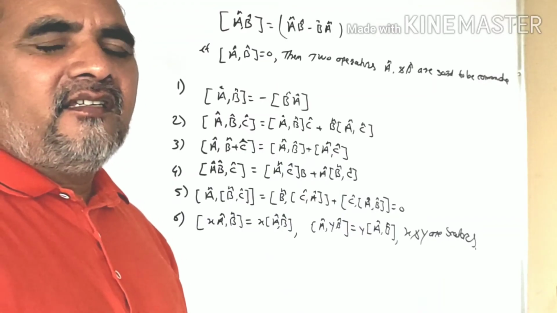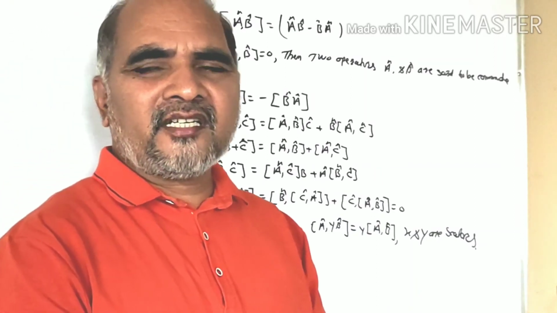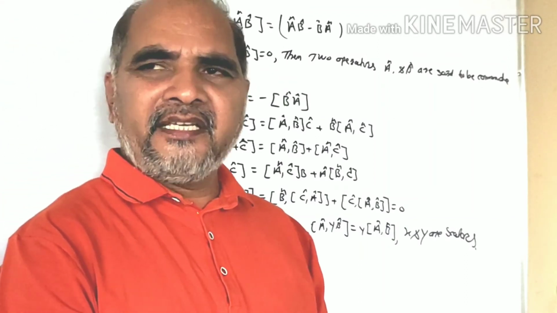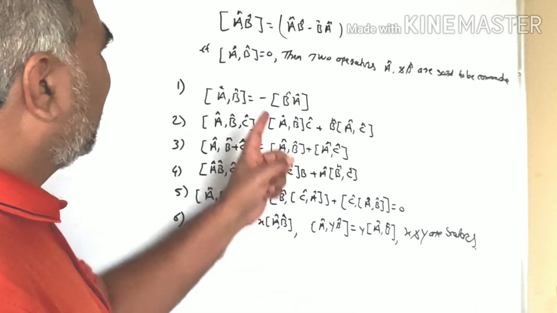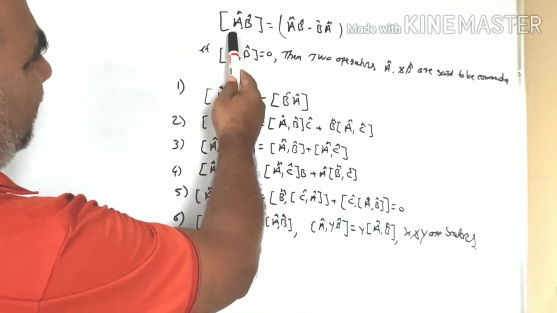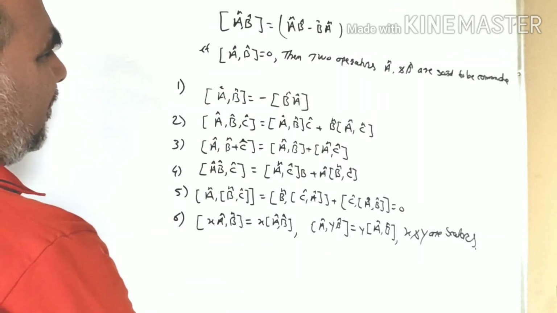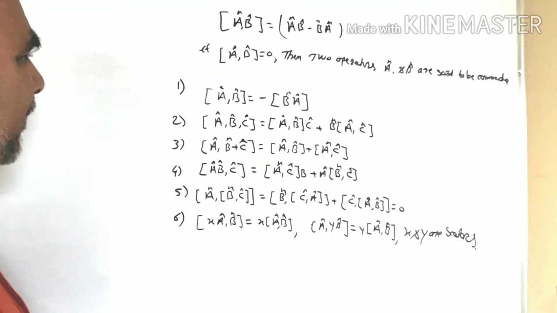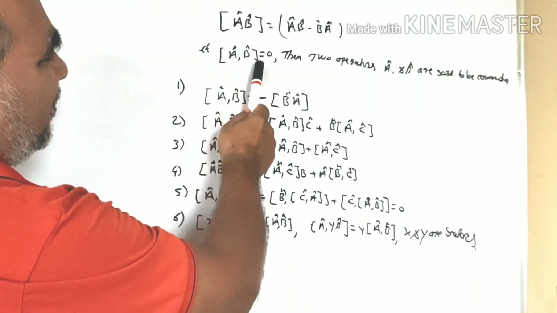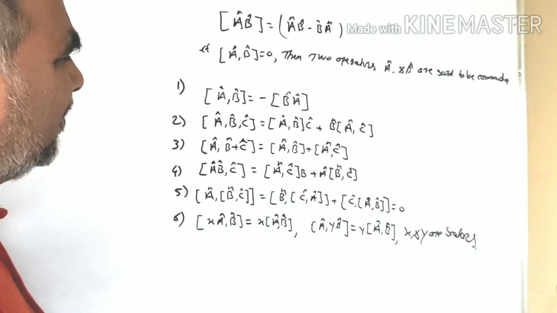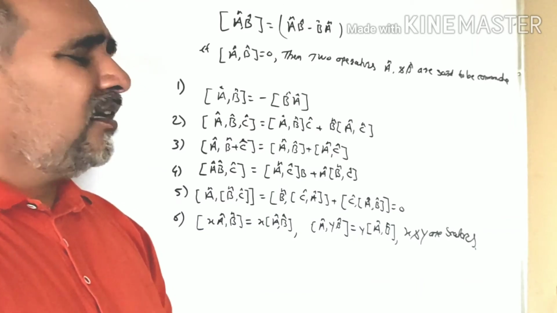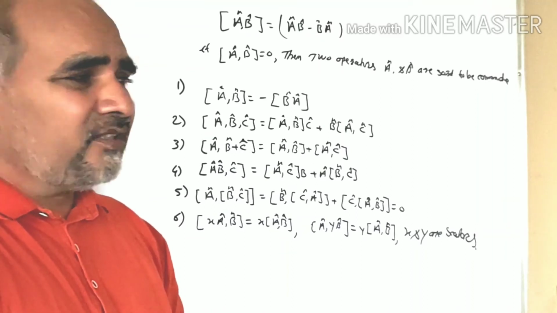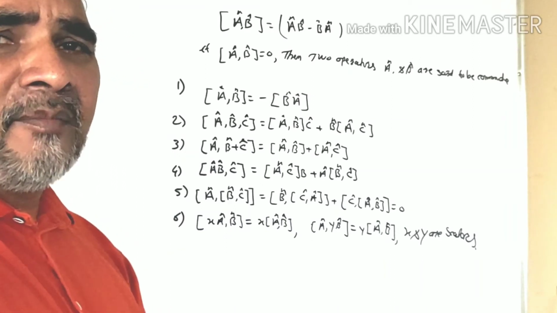Let A and B be the operators corresponding to dynamical variables A and B. The commutation relation, the commutator of A and B, is equal to AB minus BA. If this commutator is equal to 0, then these two operators A and B are said to commute. If it is not equal to 0, then they do not commute with each other.